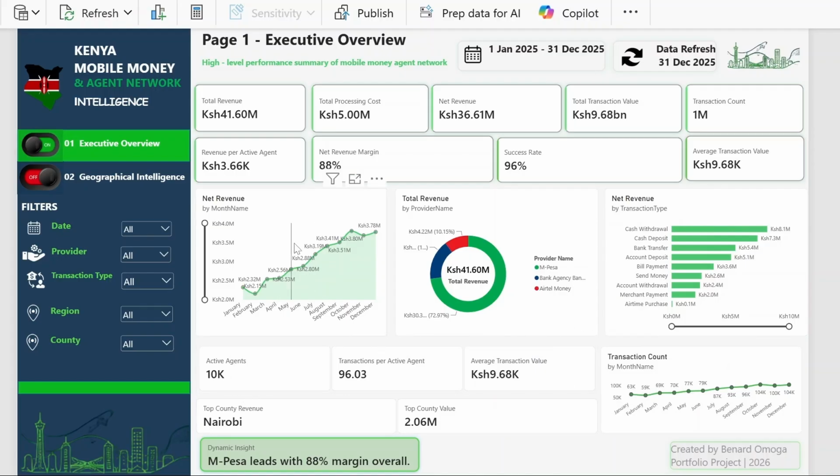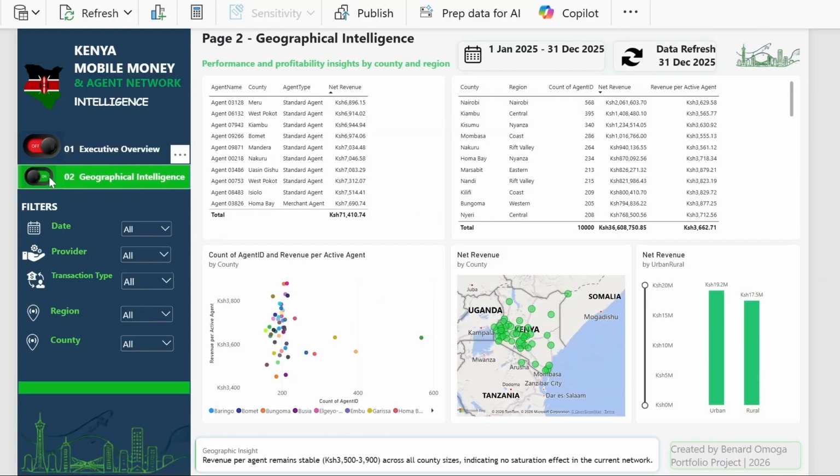You can hover over any KPI card, that is key performance indicator, to get a deeper breakdown. Here, hovering over the success rate card shows a live breakdown of successful, failed, and reverse transactions. And with a single click, we move to the geographical intelligence page showing how revenue and agent productivity vary across every county in Kenya.